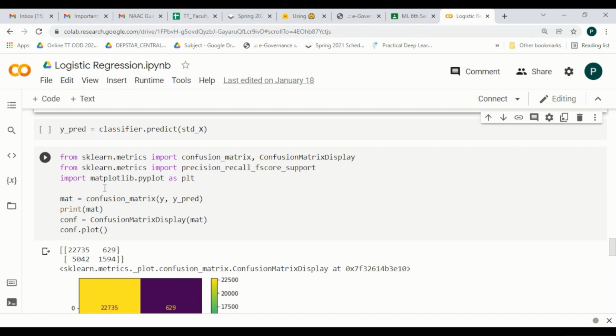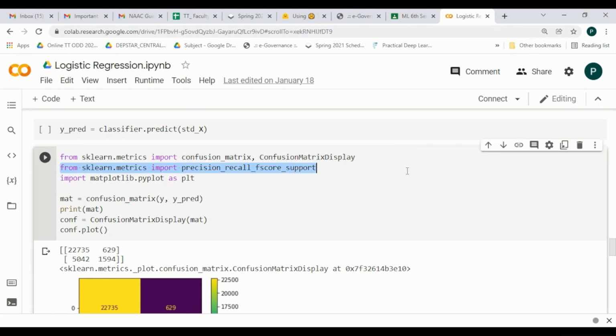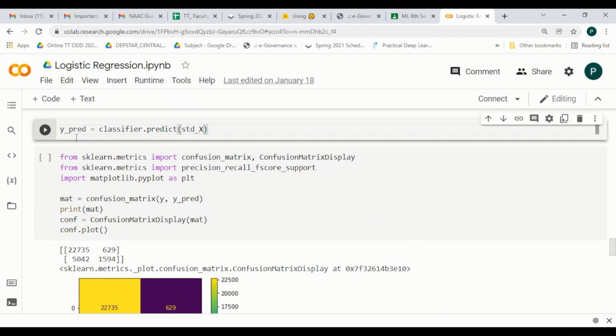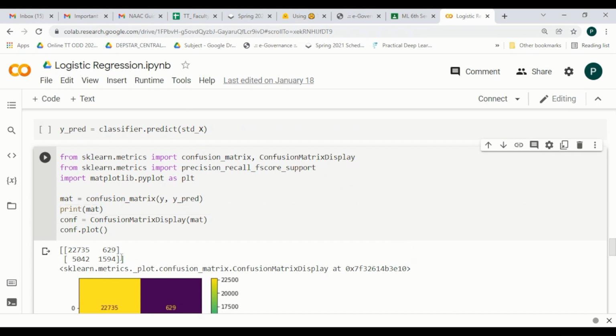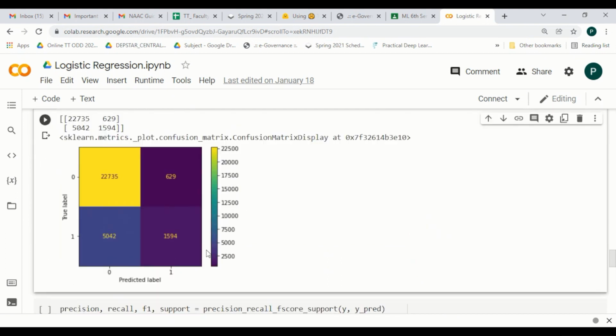लेट मी शो यू द कोड वंस अगेन. From sklearn.metrics we have imported confusion matrix and confusion matrix display. ओके, ये वाली लाइन को अभी के लिए भूल जाओ. ठीक है, फिर हमने क्या किया, matrix equals confusion matrix y, y prime. y pred कैसे किया हमने, classify.predict standard distance, that is our y pred. और y तो ऑलरेडी है हमारे पास. फिर हमने क्या किया, मैट्रिक्स को प्रिंट किया, तो दिस इज द प्रिंटेड मैट्रिक्स. Then we said conf equals confusion matrix display this particular matrix, so we want to display this matrix. ओके, फिर हमने क्या किया, conf.plot, so it plotted our confusion matrix.